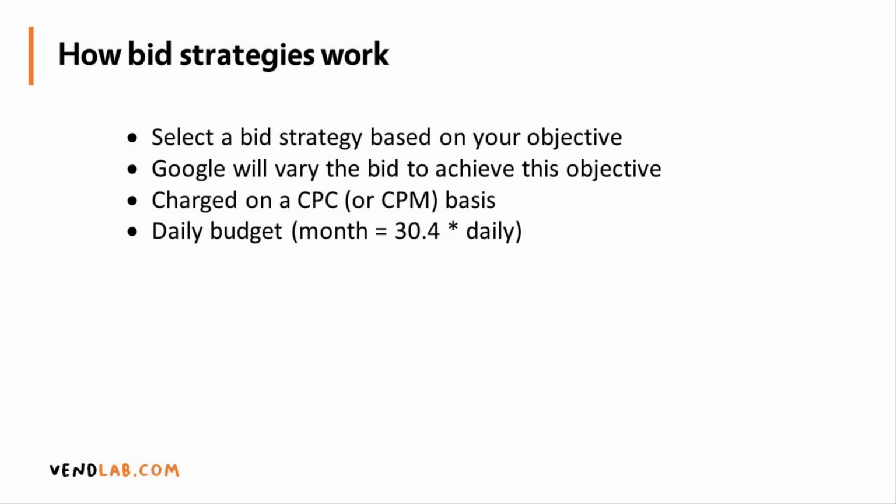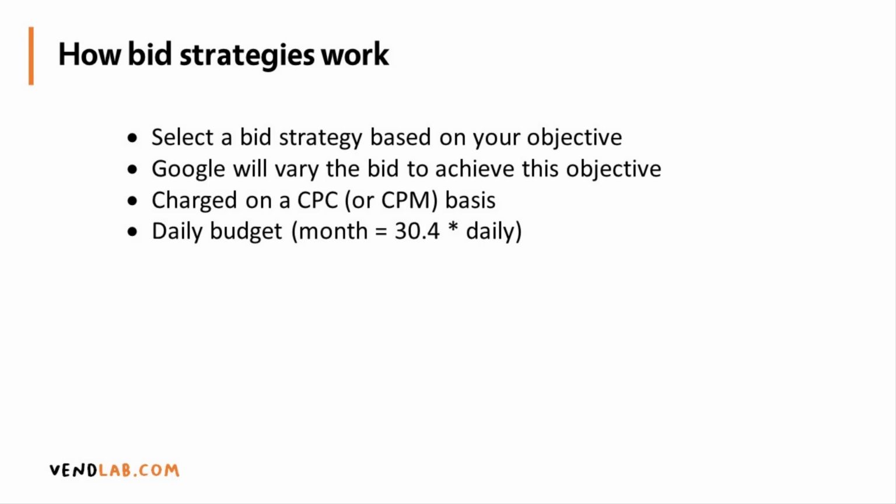So how do bid strategies work? First, the advertiser must select a bid strategy based on their objectives. So for example, that objective could be getting as many conversions as possible or getting as much conversion value as possible. Google will vary the bid to achieve this objective.